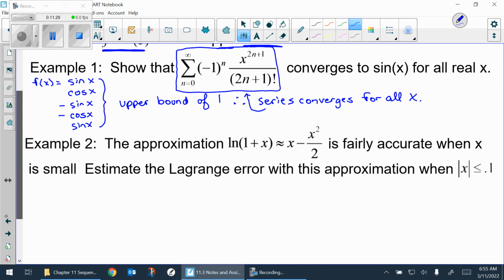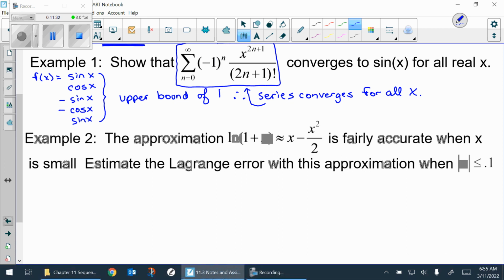Okay. Now let's go back to Lagrange. We're going to say that natural log of 1 plus x is approximately x minus x squared over 2. And it's pretty accurate, as long as x is pretty darn small. What we'd like to do is estimate the Lagrange error with this approximation when the value of x is between negative 0.1 and 1.